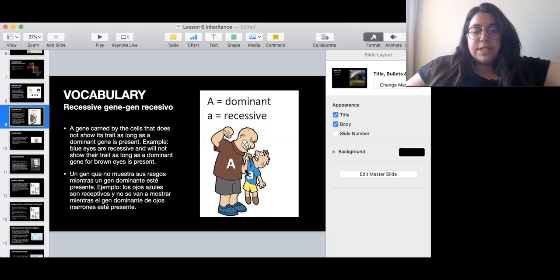Okay, so a recessive gene is carried by the cells, but it doesn't show its trait as long as a dominant gene is present. For example, if your mom has blue eyes and your dad has brown eyes, you are born and you have brown eyes too. But then you know what happens? When you have a baby, if you marry someone with blue eyes, your kids could have blue eyes because both of you would have that recessive gene. It's a gene that's not so strong, but when it finds another recessive gene, then it's gonna present itself.